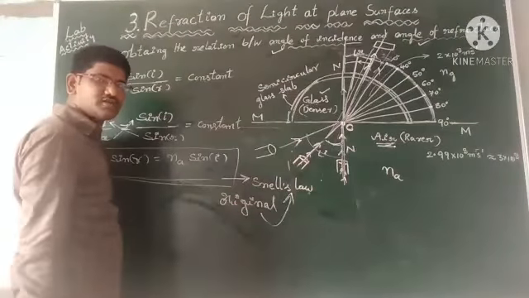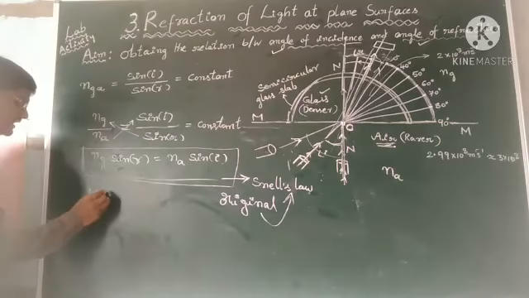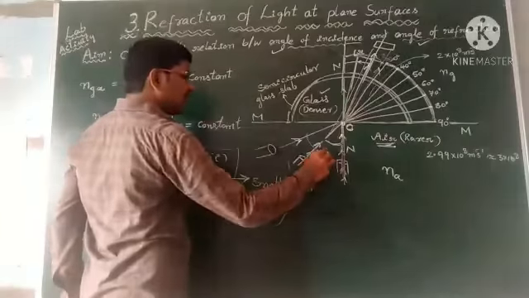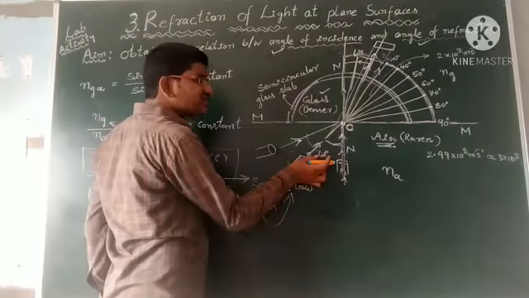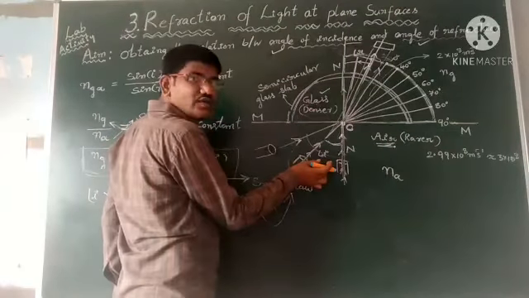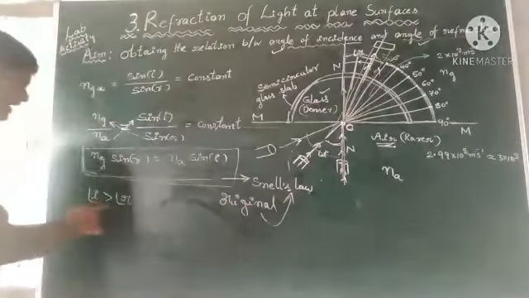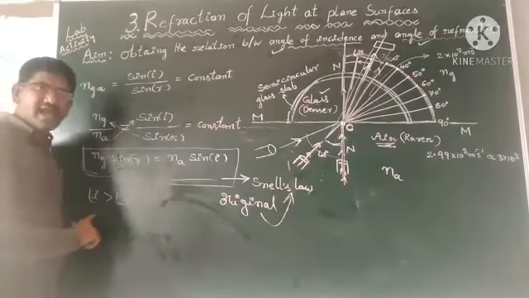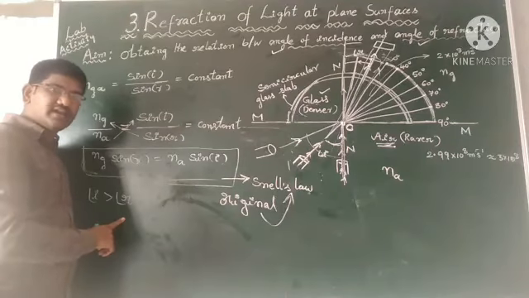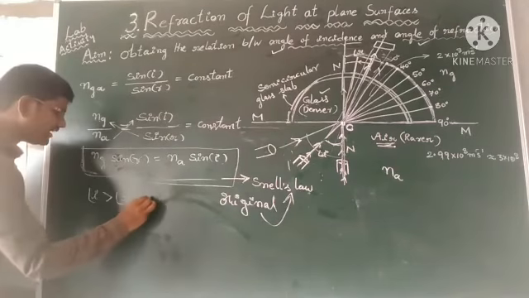So now what is happening, you see? Every time we find that angle i is greater than angle r. If I take i as 30 degrees, I will get an angle of refraction less than 30. If I take i as 20 degrees, I will get an angle of refraction less than 20 degrees. Means angle i is greater than angle r.